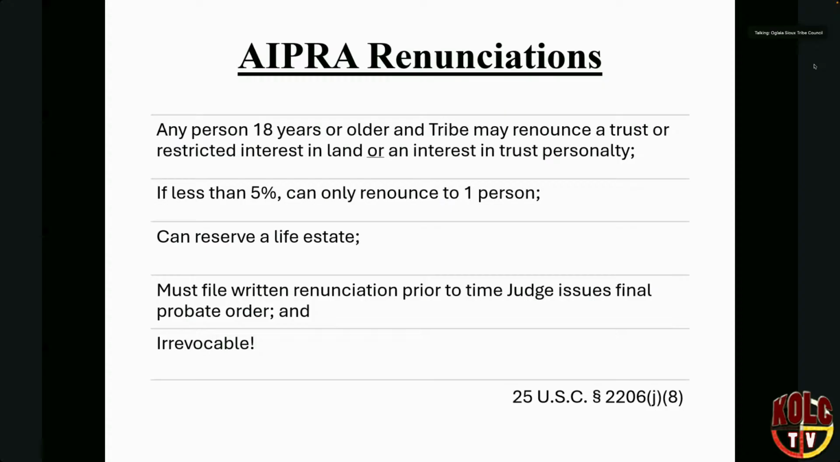There's a lot of tools you can use when you go to probate. When you get into that probate hearing, there are things that you can do there. That's what we're trying to help you understand.